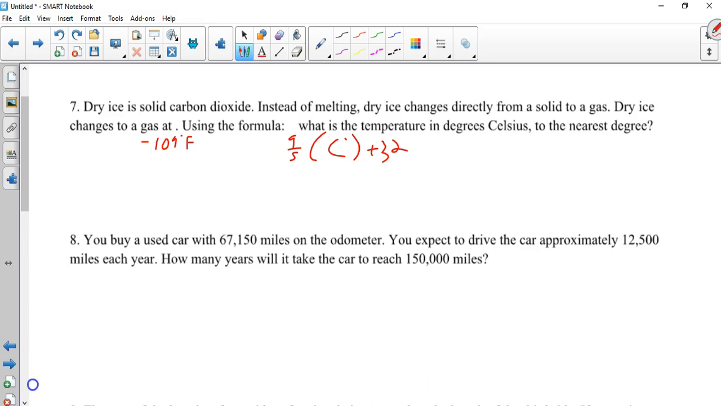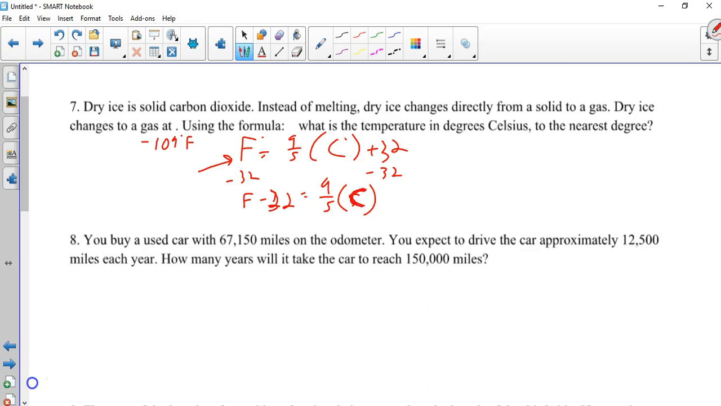Okay, there's 2 ways I could do this. I could put the 190 degrees in right here for the Fahrenheit and then solve. Or I could do what we've been doing and solve for C, which I'm going to do right now. So I'm going to first subtract 32 and get F minus 32 equals 9/5 my Celsius temperature.